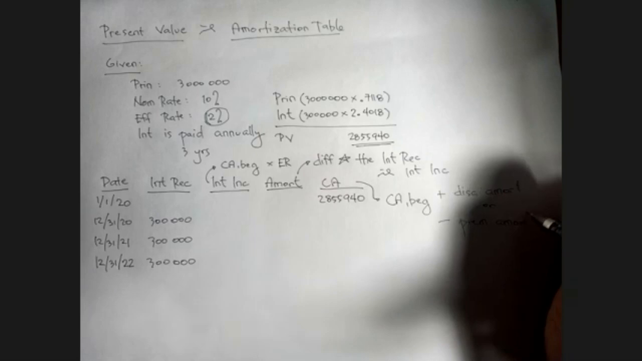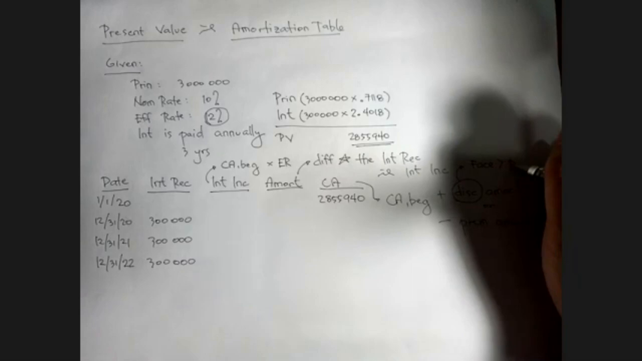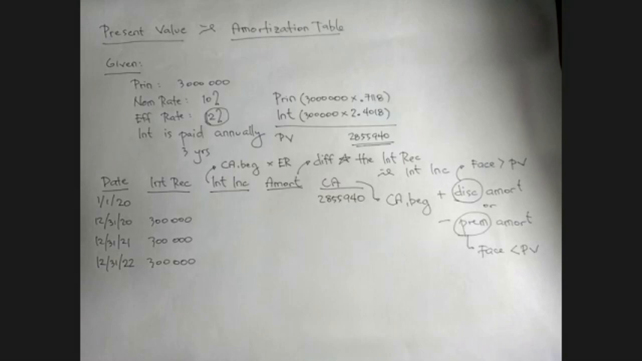Meron tayong tinatawag na discount if the face amount is higher than the present value, at meron namang premium if the face amount is lower than the present value. So, obviously here, our face amount is 3 million, our present value is only 2.8 million, therefore, here in this problem, meron po tayong discount.